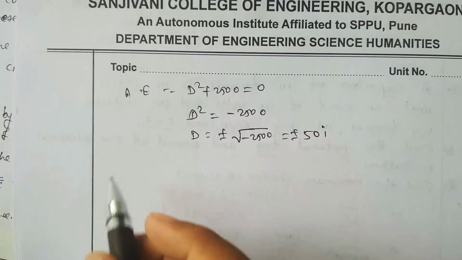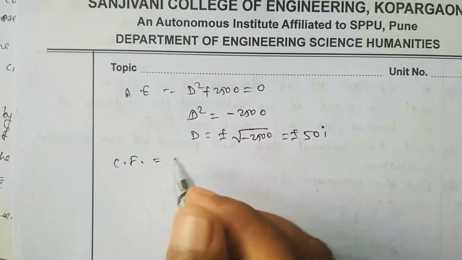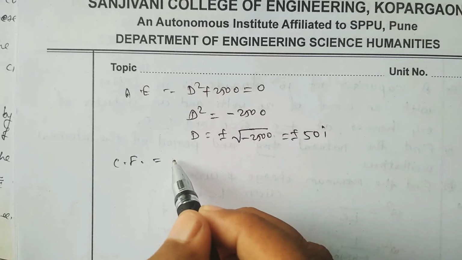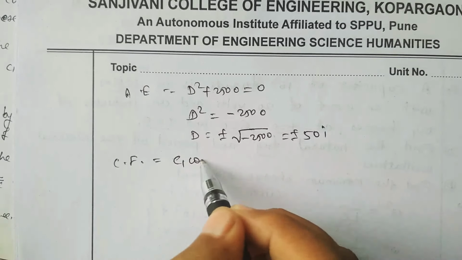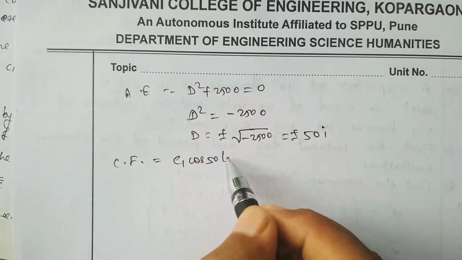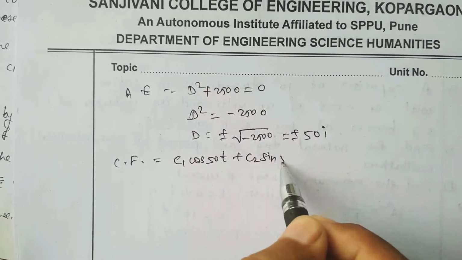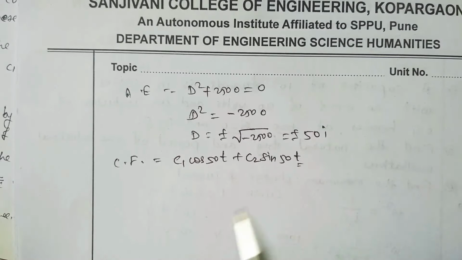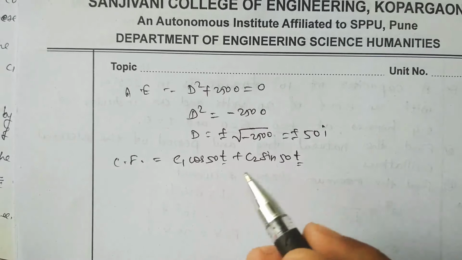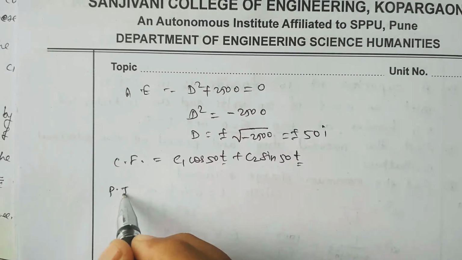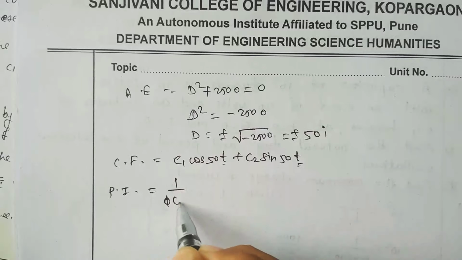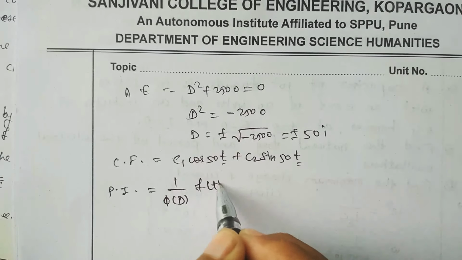Therefore CF is equal to C1 cos 50t plus C2 sin 50t. Here t is an independent variable. Then PI is equal to 1 upon phi of D into f of t.